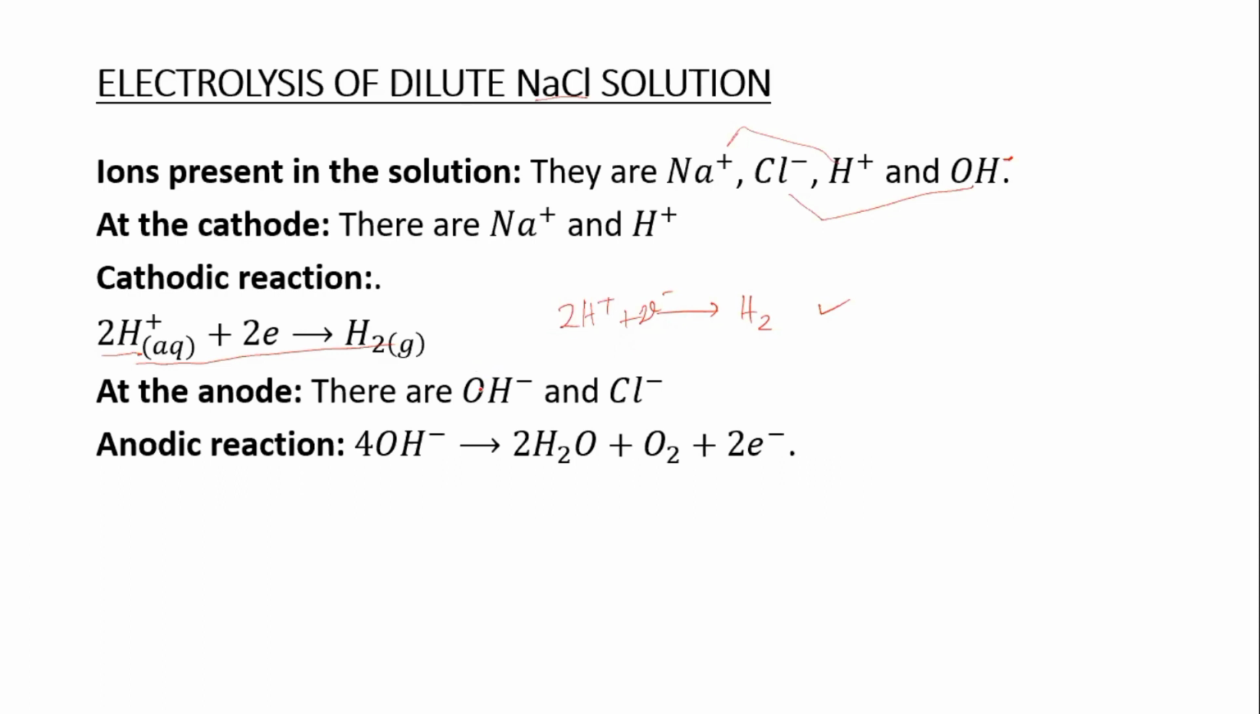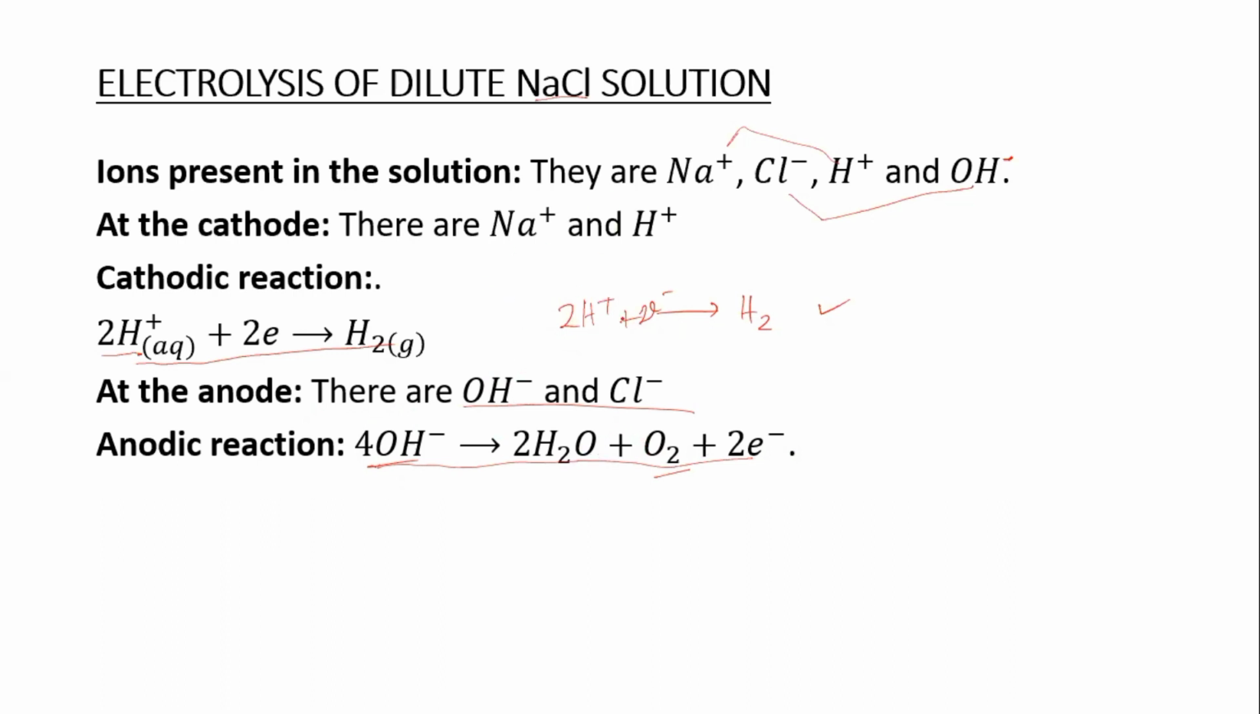Cathodic reaction is usually written for the ion that is preferentially discharged at the cathode, while anodic reaction is written for the ion that is preferentially discharged at the anode. All right. So at the anode, of course, we have these two, and this one will give us oxygen. Whenever OH minus is preferentially discharged, this is the equation that you're going to write.